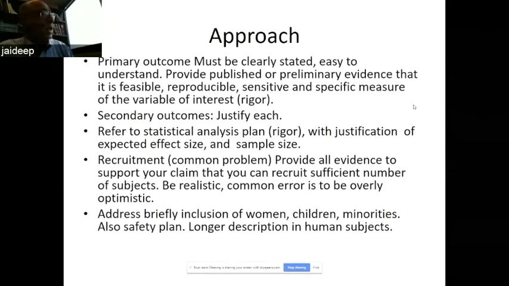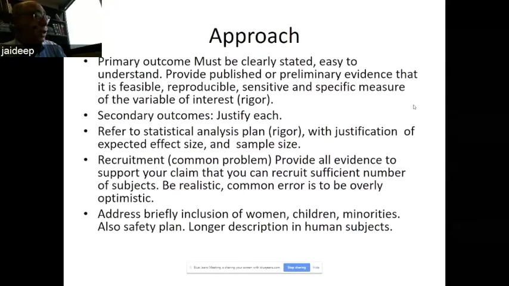Again, recruitment, I spoke about it earlier. It is a common problem. Make sure that you support your claim that you can recruit sufficient number of subjects. Show that you are realistic. A common error is to be overly optimistic. A common error is, we have 300 such patients in my hospital, I'll enroll all of them in my study. You'll probably enroll 30 out of those 300 if you're lucky. So might as well be honest and go with that.